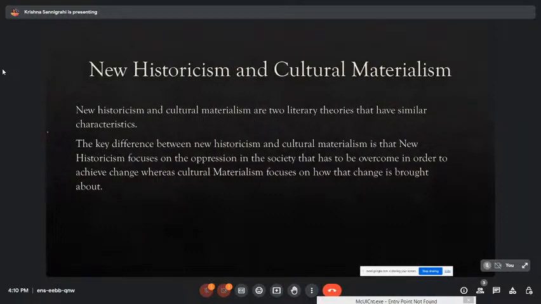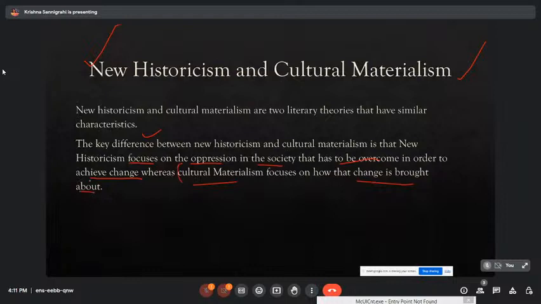Now comes the important concepts of new historicism and cultural materialism. You must be hearing these terms and you get questions from here. New historicism and cultural materialism are two literary theories that have similar characteristics but are not exactly the same. The key difference is that new historicism focuses on the oppression in society that has to be overcome in order to achieve change, whereas cultural materialism focuses on how that change is brought about. So what is cultural materialism doing?